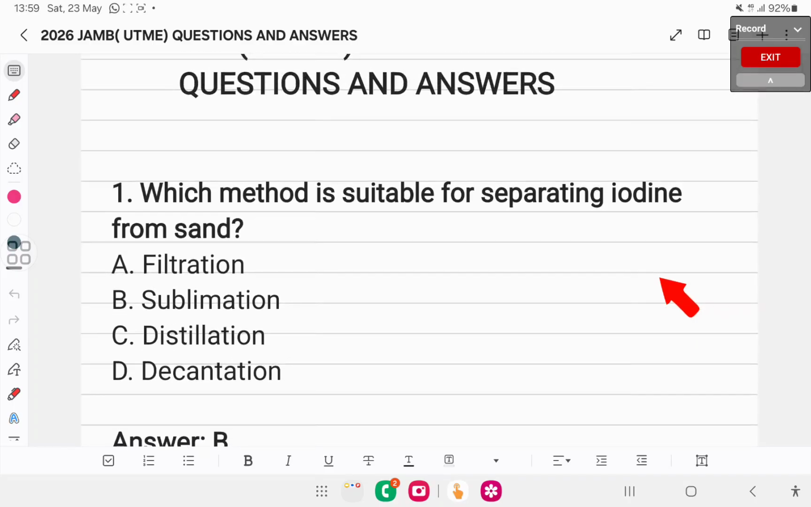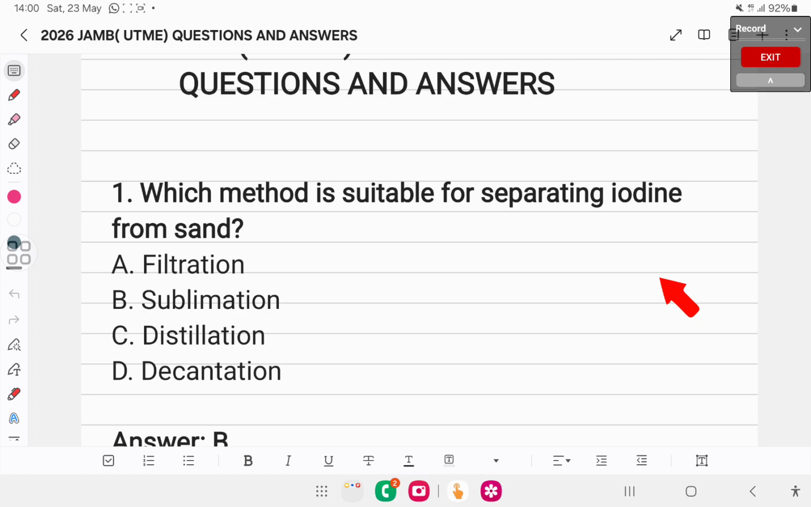We are all familiar with various separation techniques. Separation techniques are physical methods that are applied in separating the constituents of a mixture by taking advantage of the differences in their properties, most importantly the physical properties such as color, melting point, boiling point, and so on. Now, the suitable method for the separation of iodine from sand is sublimation, because both solids are insoluble in water.